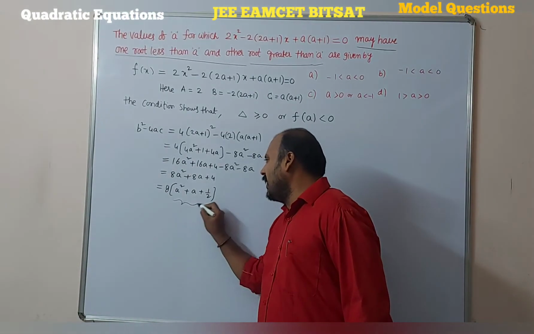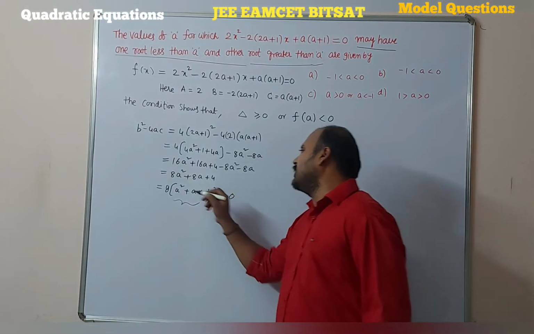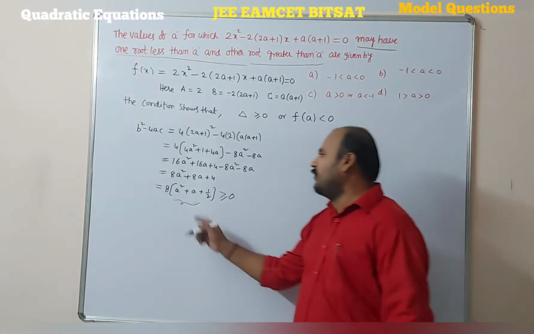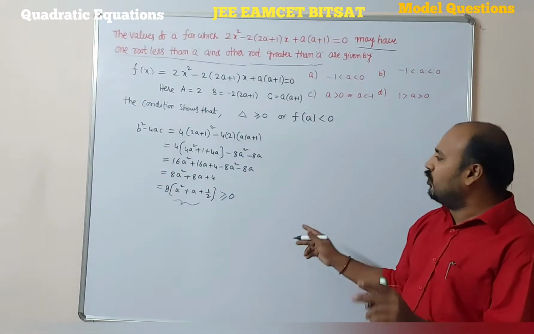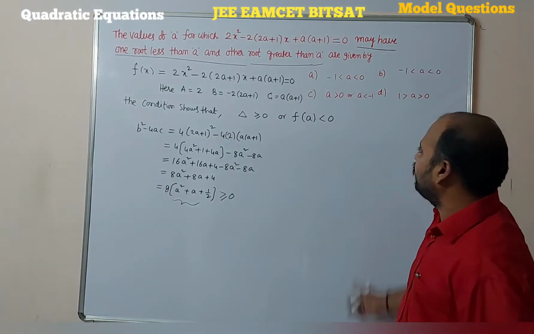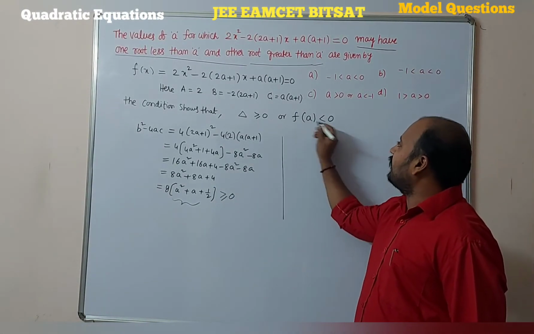This is absolutely greater than or equal to 0 only. Obviously greater than values will come for any value of a square. So absolutely it is greater than or equal to 0. We cannot say for what values it will be. Now come to f of a is less than 0.